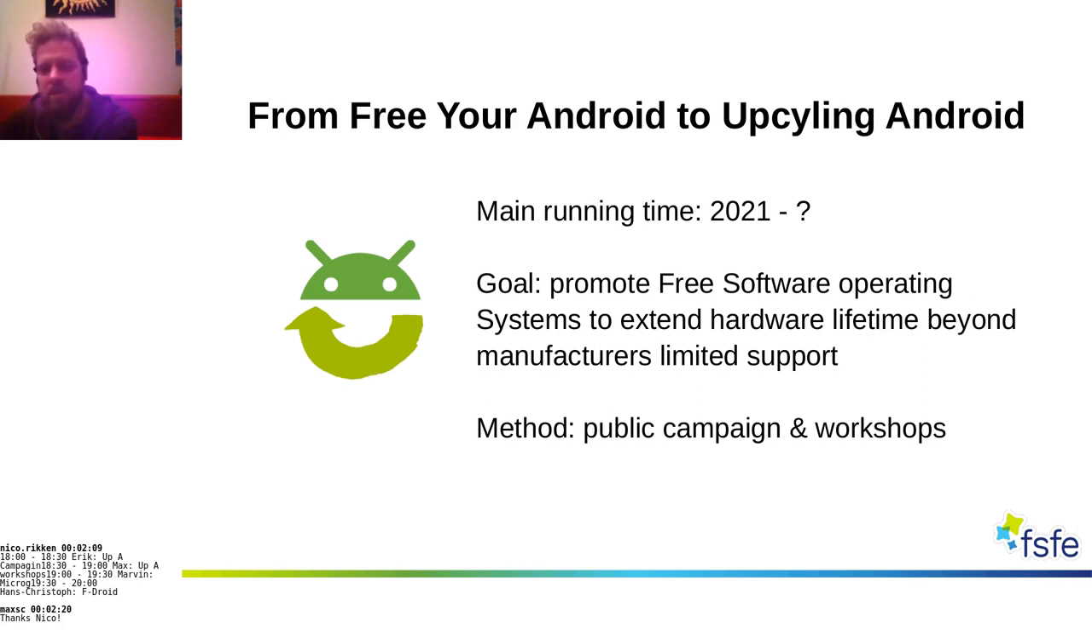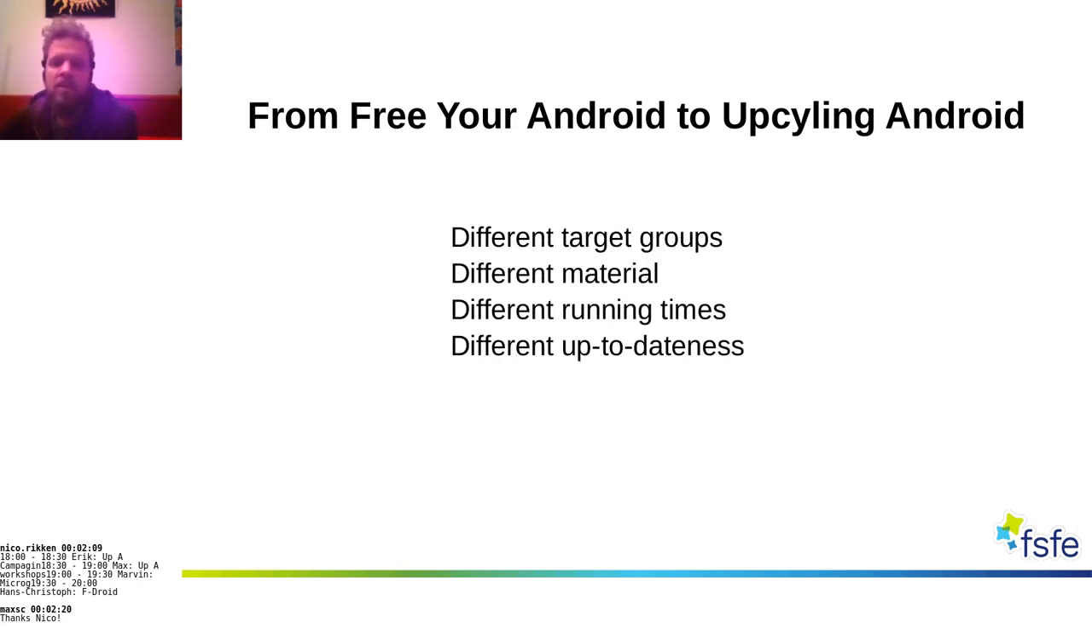Again, we used basically the same method. We set up a public campaign and did workshops, and are still doing workshops, to get people started with flashing their phones. So where's the difference? Of course, the running time, eight years difference. And there are also different target groups. Free Your Android's main target group was people who love free software, and back then it was not so well known, so the aim was getting them the knowledge about using free software on mobile phones.